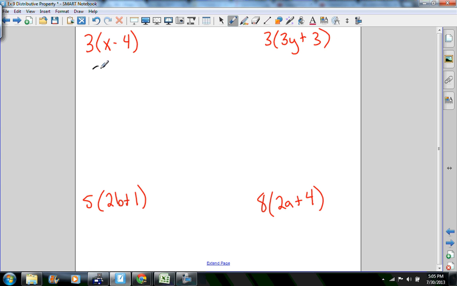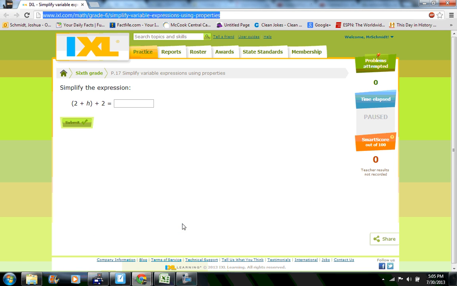This first one should have been 3x minus 12. We'll do over here. This should be 9y plus 9. This should have been 10b plus 5. And this should have been 16a plus 32. And that's it. Now there's the actual lesson I wanted to go through with you.